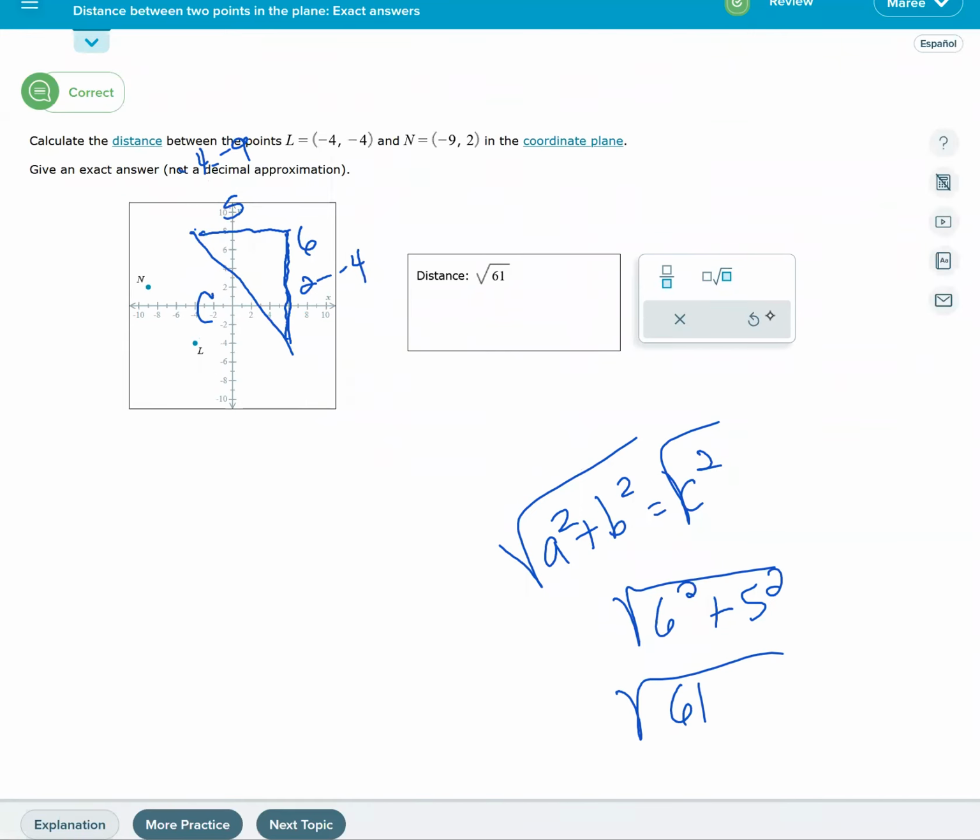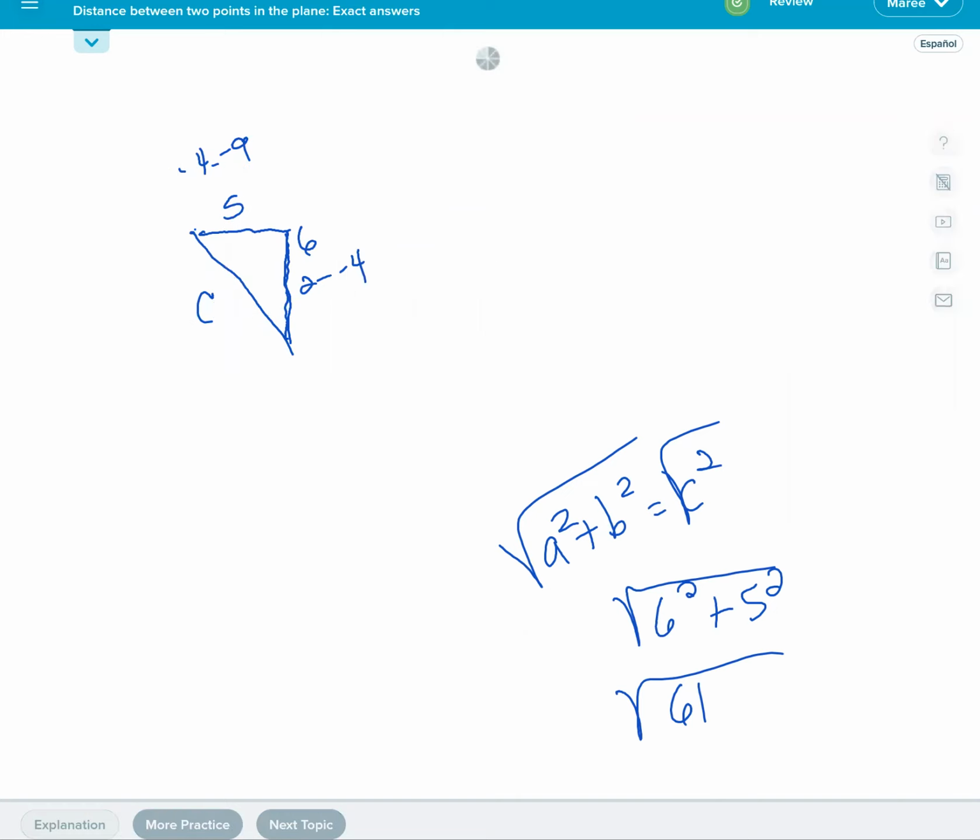Now, if you noticed in this problem, to find the one side length, we took our y's, 2 minus -4, and we squared it. And then we did our x's, -4 minus a -9, and we squared it. And then we took the square root of that. So that's what I'm going to do on the next practice.